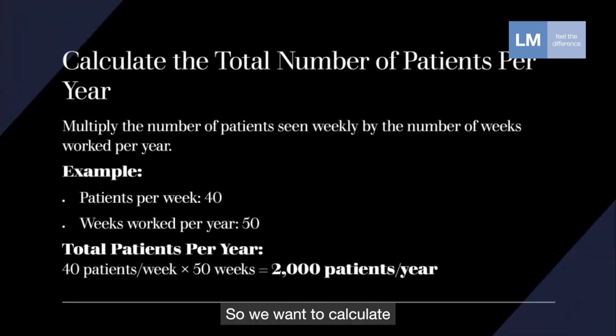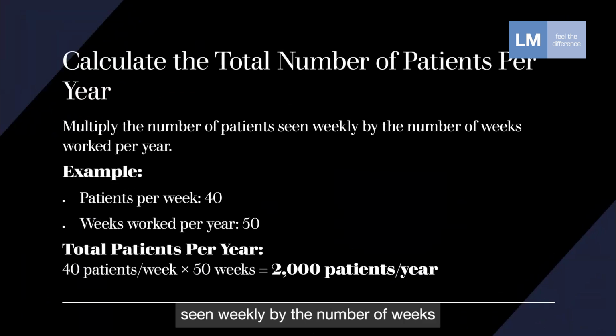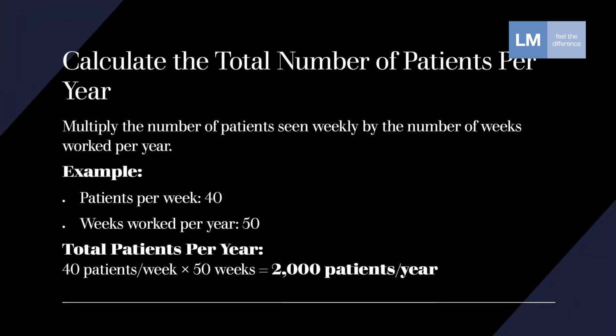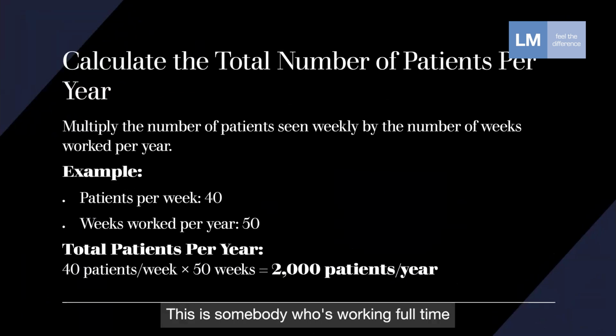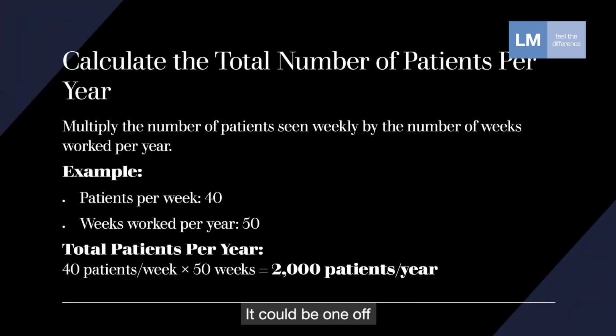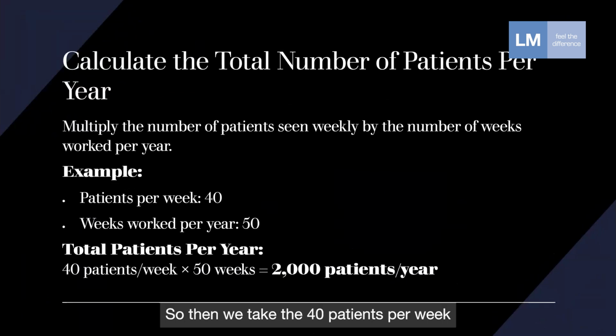Okay, so we want to calculate the total number of patients per year, and we're going to multiply the number of patients seen weekly by the number of weeks worked per year. So here's an example, patients per week, 40. This is somebody who's working full-time. Weeks worked per year, this is just showing 50 weeks. It could be one operating at 50 weeks per year. So then we take the 40 patients per week, and we times it by 50, and we have 2,000 patients per year.